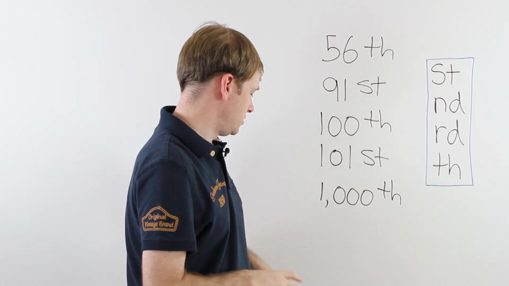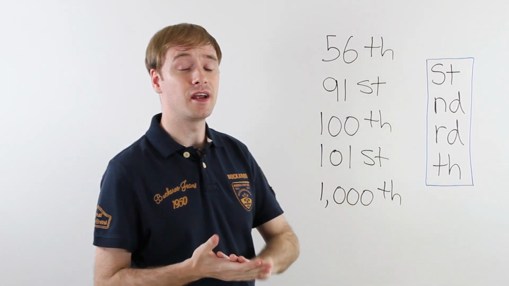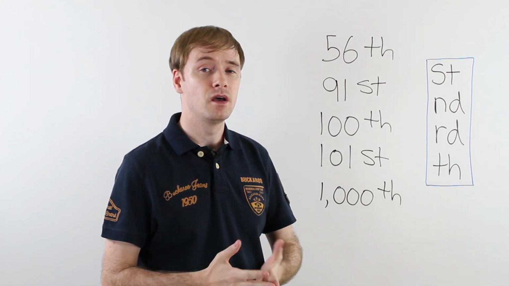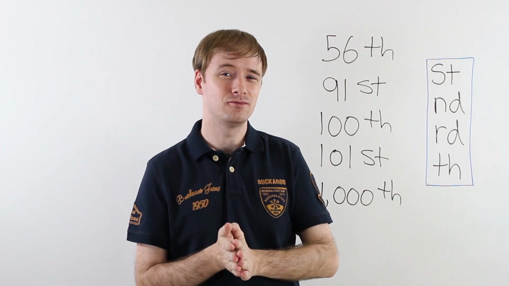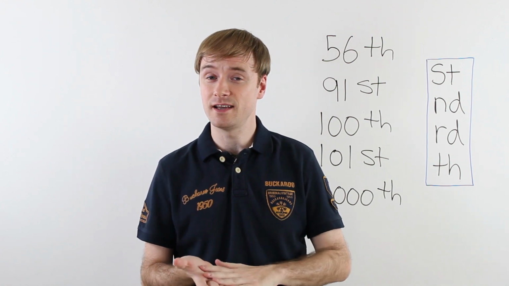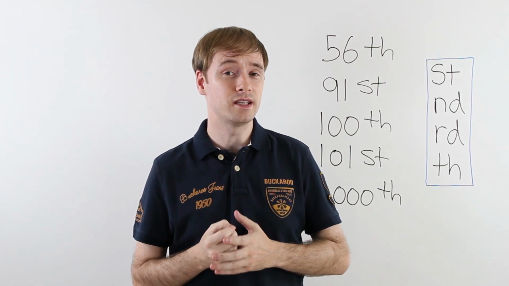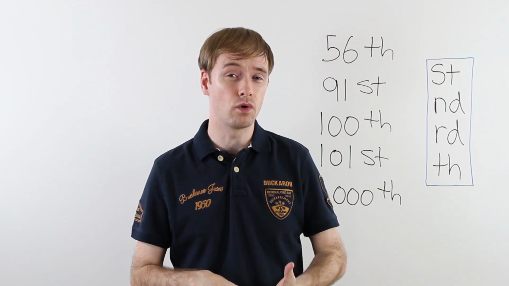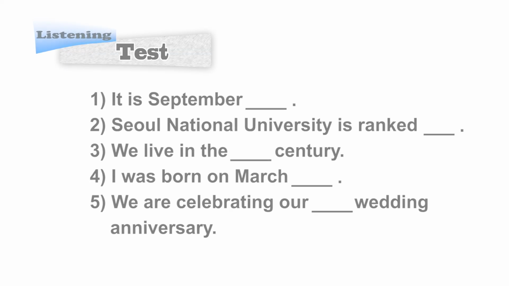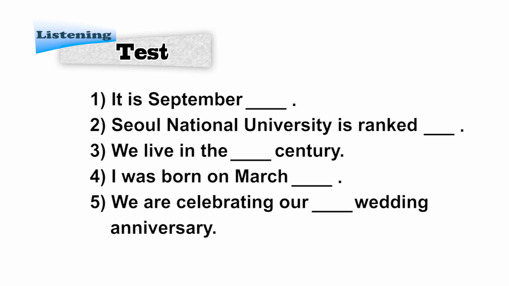All right. So again, I'm sorry I can't teach every number. You're going to have to learn how to guess correctly. We're going to do a quick test right now. So what I want you to do in the test is just write down or think about what the correct ordinal number is. Again, just write in the ordinal number. Number 1, it is September 20th. All right, so you should have written 20th.